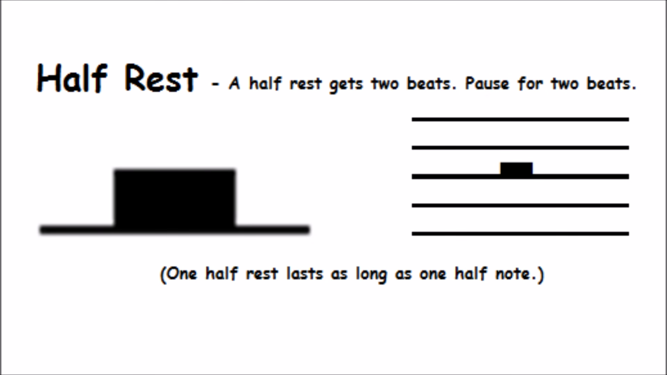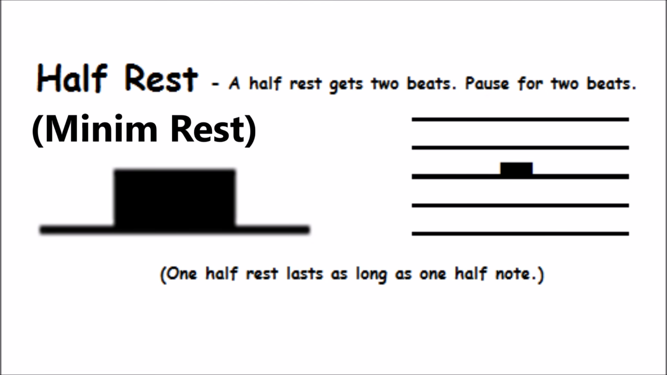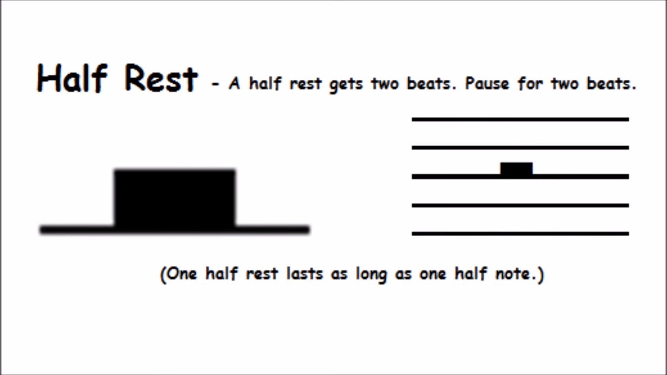A half rest or minim rest looks like a dark rectangle attached to a bar line facing upwards. Some say that it looks like a hat. It sits on the 3rd line. This rest, like a half note, has a value of 2. No note is played for 2 beats.